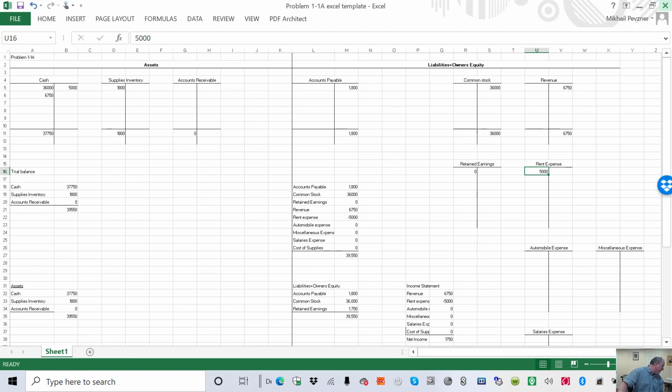Entry E, paid creditors on account $1,375. So they're paying cash, so that's a credit to cash of $1,375. And they're debiting accounts payable because there is no longer a liability of $1,375. Note that everything is still in balance on my trial balance because the left is equal to right.